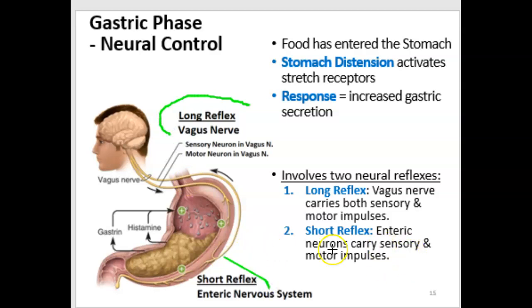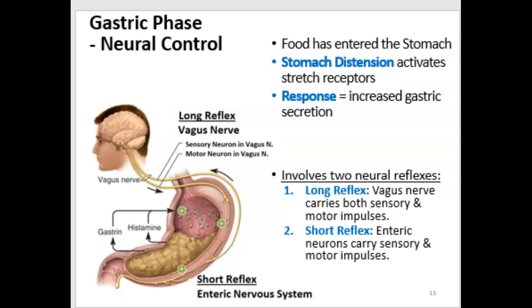The long reflex involves a sensory neuron in the wall of the stomach connected to that stretch receptor that is signaled to carry an impulse up to the brain. Hey, there's food here now. And then a motor neuron will send a signal down to the wall of the stomach to both contract as well as promote gastric secretions. So that's called a long reflex, and it's how the nervous system participates in promoting gastric juice production.